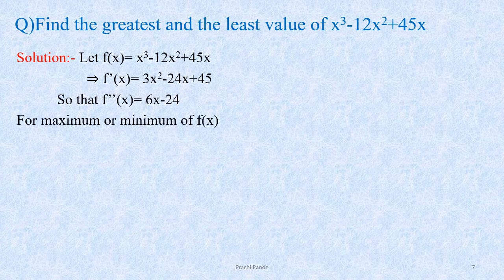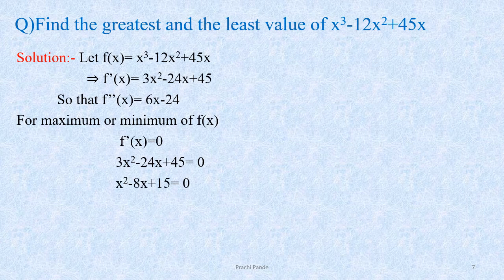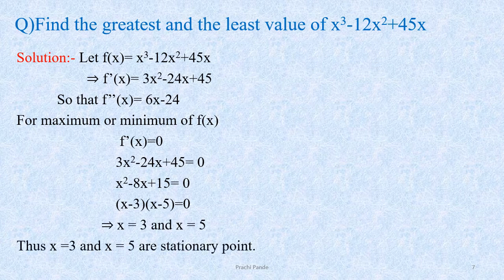For maximum or minimum of f of x, equate f dash x with 0. We get 3x square minus 24x plus 45 is equal to 0. And if we solve this quadratic equation, we get the roots as x equal to 3 and x equal to 5. Thus, x equal to 3 and x equal to 5 are called stationary points.